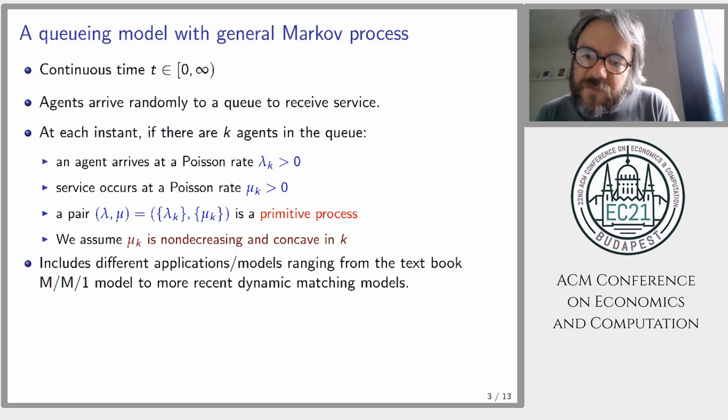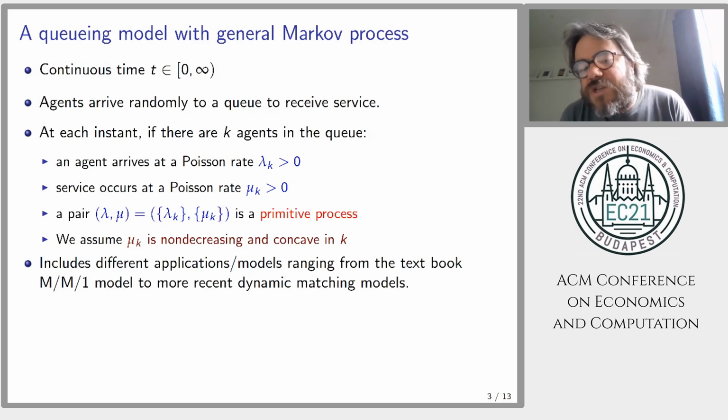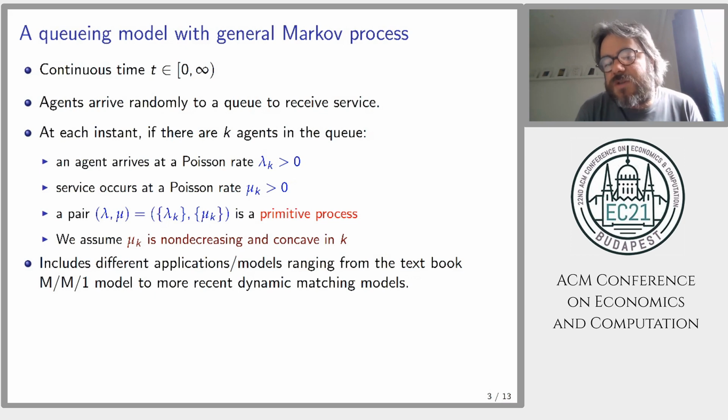We'll make some assumptions on this process. The first one is that the service rate mu k is going to be non-decreasing and concave in k. The fact that it's non-decreasing, we see it as without loss. If you interpret mu k as the maximum service rate that an agent who belongs to a set of k agents can get, then whatever you can do with k agents, you can also do it with k plus 1 agents. And so the fact that it's non-decreasing is by definition, by construction.